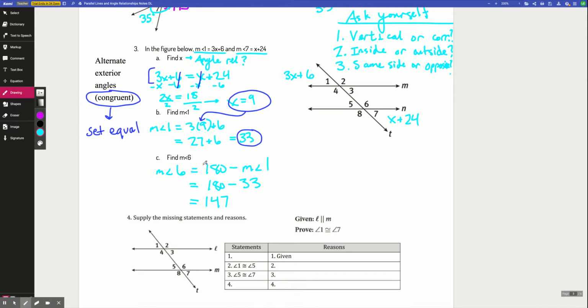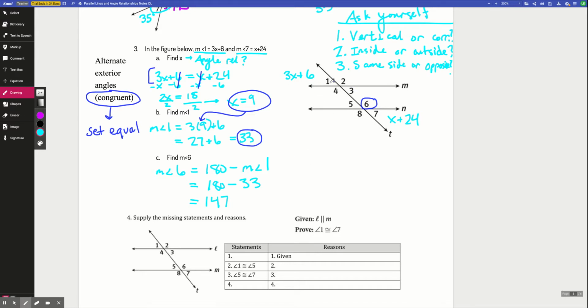All right. And then for part C, I wanted to know the measure of angle 6, which is one of the obtuse angles, okay? So remember that these two angles have to add up to 180, right? Like the acute angle and the obtuse angle have to add up to 180, right?